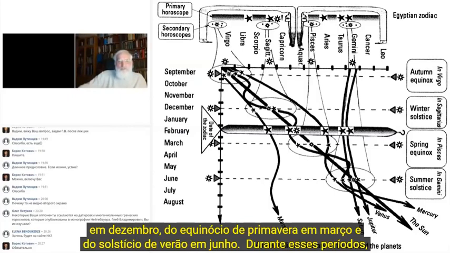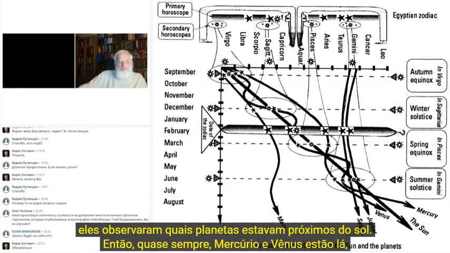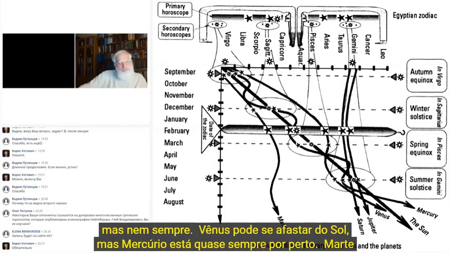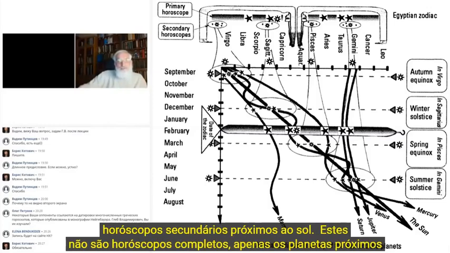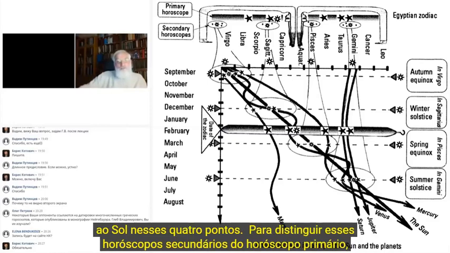During these times, they observed which planets were near the Sun. So almost always, Mercury and Venus are there, but not always. Venus may move far from the Sun, but Mercury is almost always nearby. Mars might also be present, and so might Jupiter. At the equinox and solstice points, they depicted these secondary horoscopes next to the Sun. These are not complete horoscopes, only the planets near the Sun at these 4 points.